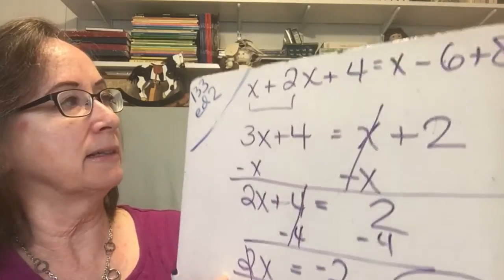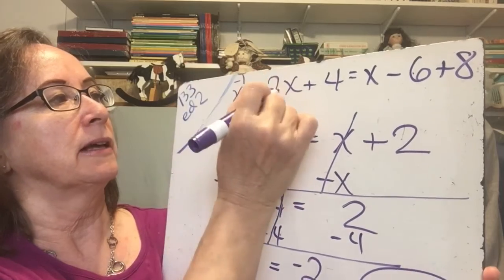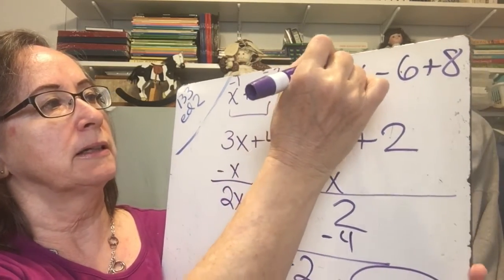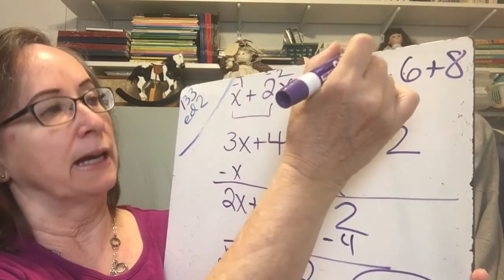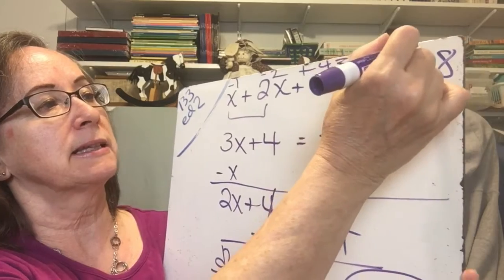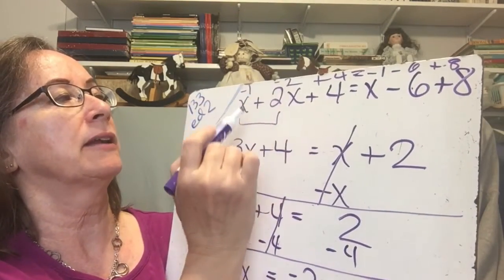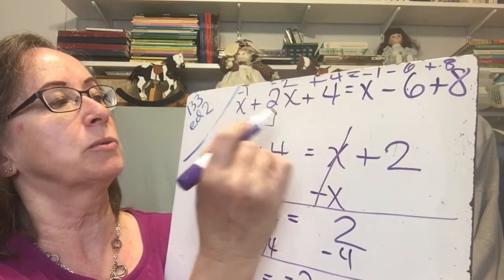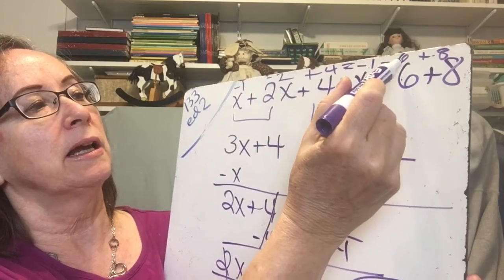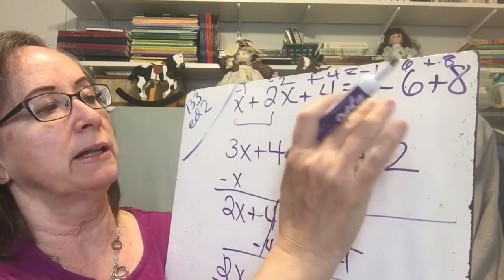So let's go back. And we're going to have a negative 1 minus a 2 plus a 4. Does that equal a negative 1? And then a minus a 6 plus an 8. Okay, so negative 1 and a negative 2 is a negative 3 plus a 4 is a 1 on the left. And then negative 1 and a negative 6 is a negative 7 plus an 8 is a 1 on the right.